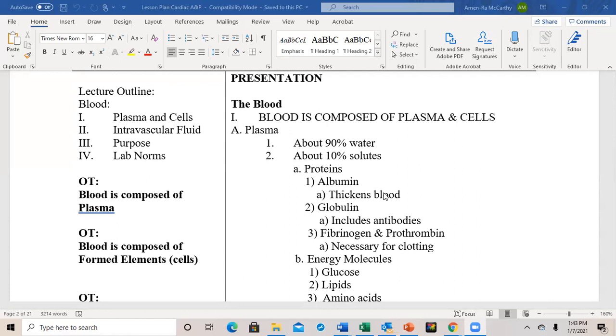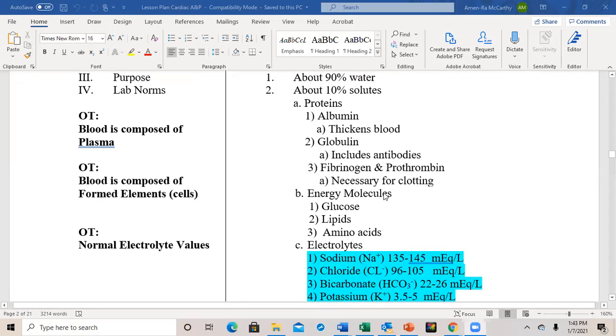All right, the blood. That's the first thing we're going to talk about, the composition of the blood. The first part of it is plasma. It consists of plasma and cells. Information about the plasma is that it's about 90% water, 10% solutes. Your solutes are things like proteins, energy molecules, and electrolytes. Okay, those will be the solutes.